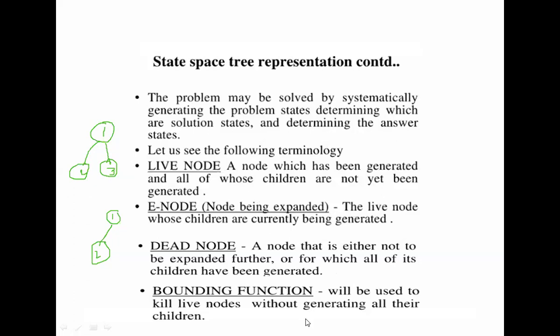Next, coming to the bounding function. The bounding function will be used to kill live nodes without generating all their children. If the implicit constraint is not satisfied, then you do not expand further. That is, the bounding function is used to kill the live nodes without generating all their children. Okay, so see here.